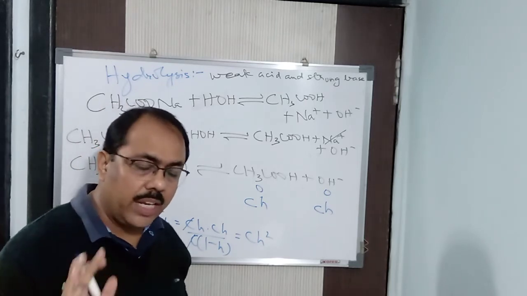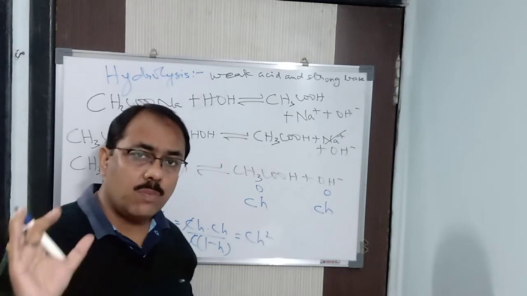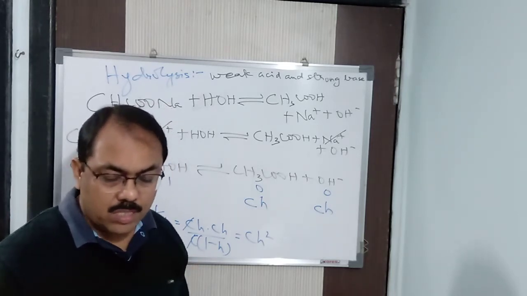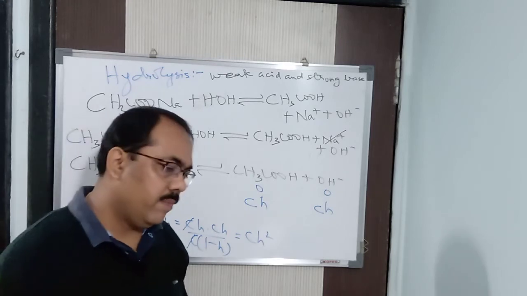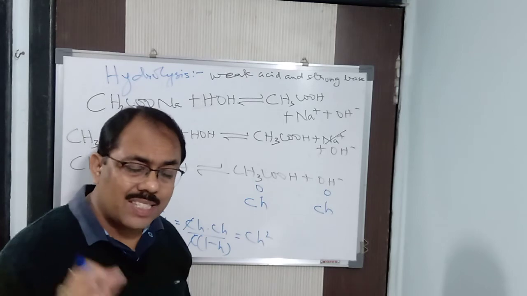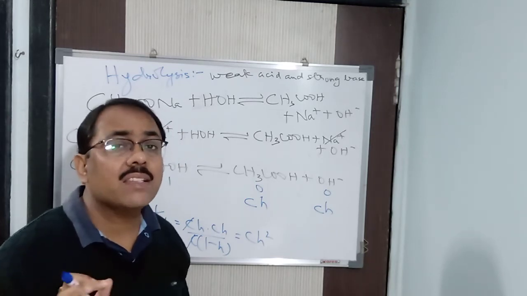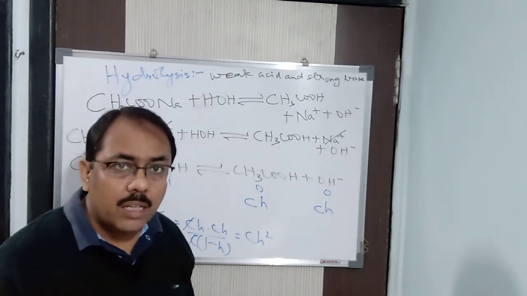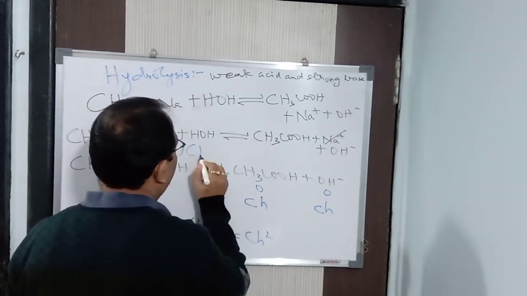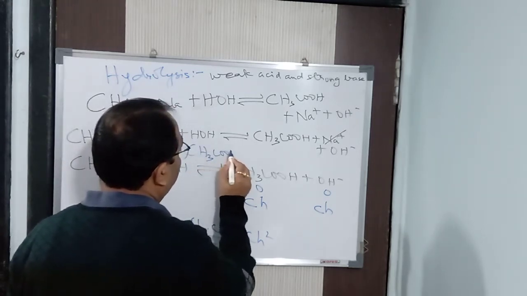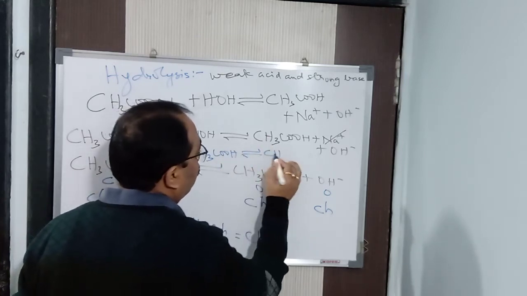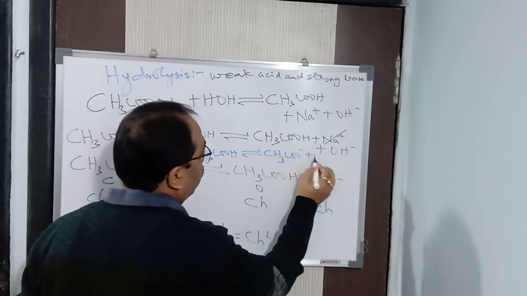Again I repeat, Kw is the concentration of H plus into the concentration of OH minus. Write down, Kw is equal to concentration of H plus into concentration of OH minus. Now, what is Ka here? What is A? A means acid. What is the acid here? Acetic acid. Acetic acid will dissociate to give you what? CH3COO minus plus H plus, isn't it?